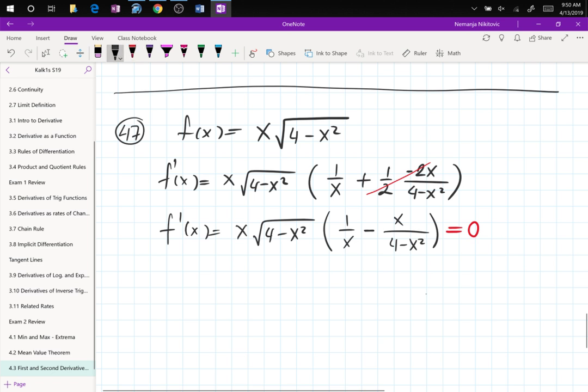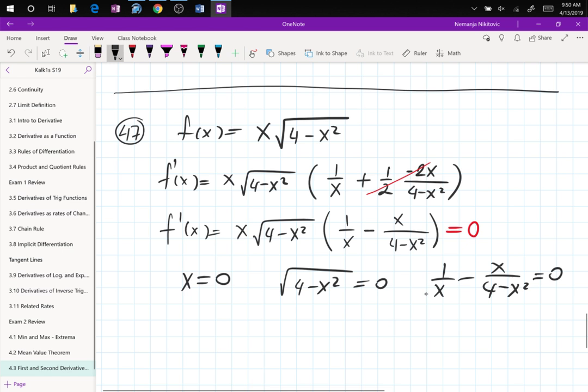So what are my values? Well, guys, I have 3 factors. 1, 2, 3, which means I go x equals 0, square root of 4 minus x squared equal to 0, and 1 over x minus x over 4 minus x squared equal to 0. So these are equations I have to solve, and some of these equations are going to give me numbers that I use for partitioning.